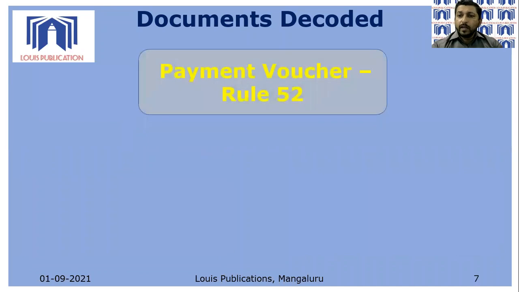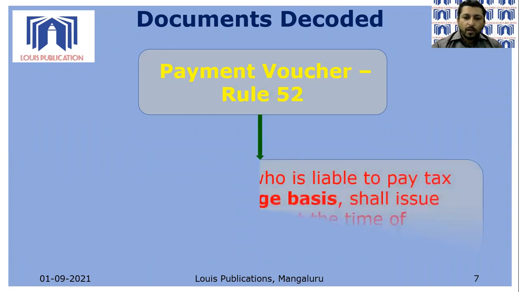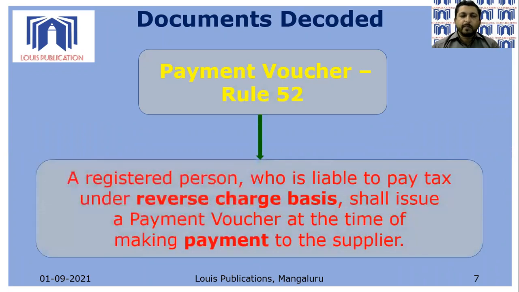Next, we talk about a very important voucher called the payment voucher. This is covered under Rule 52. Now, what is this payment voucher? We have discussed the concept of reverse charge. The supplier is not registered and the recipient is registered, so the supplier cannot collect GST. It is the recipient's responsibility to deposit GST with the government. If it's IGST, the total amount goes to the central government. If it is an intra-state supply, half of the GST goes to the central government and half to the state government.